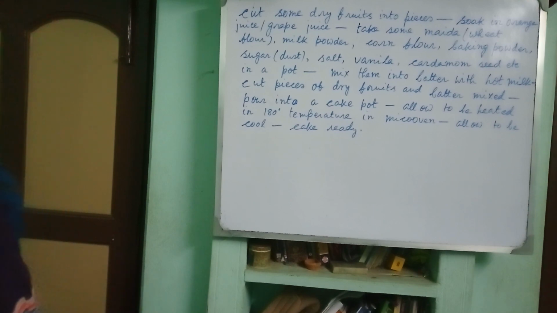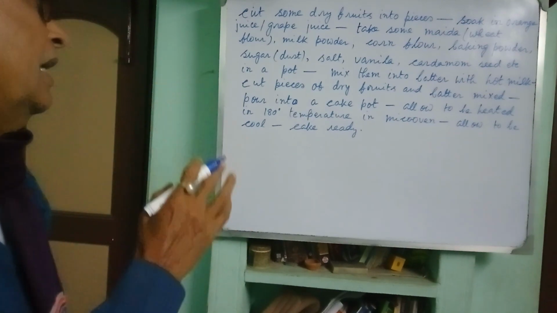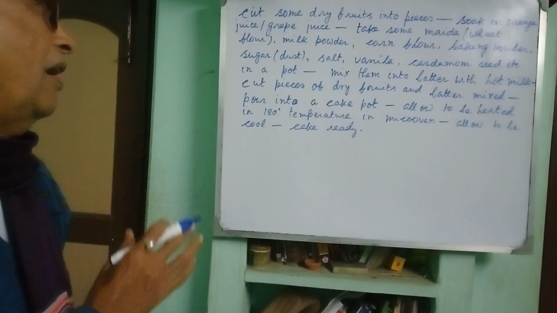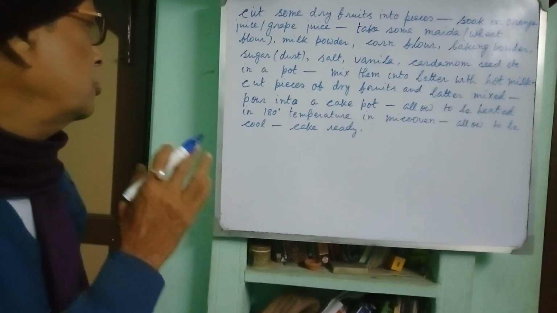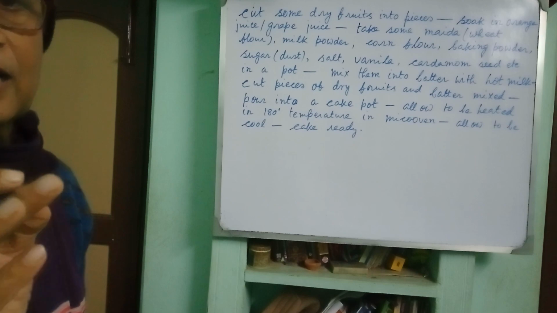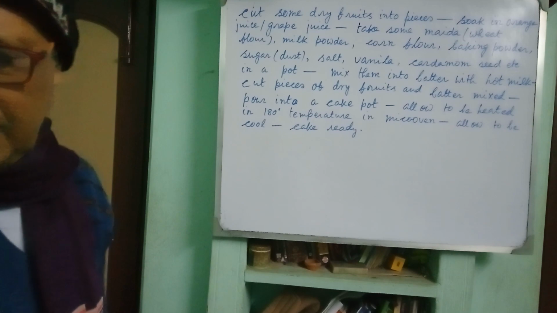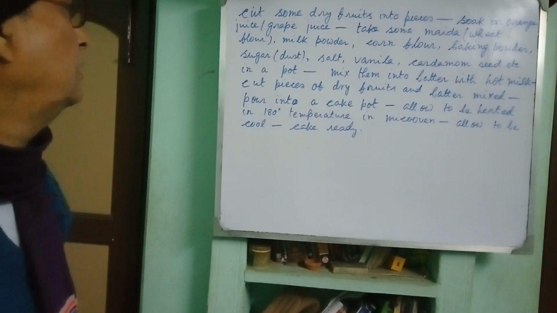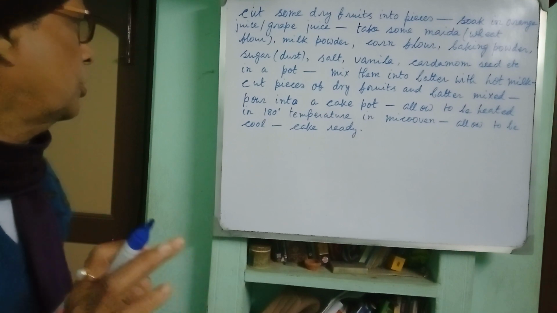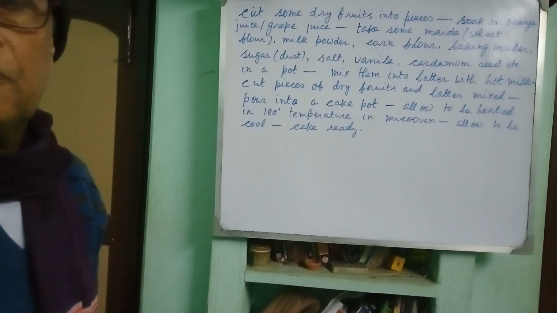Next, some maida or wheat flour, milk powder, corn flour, baking powder, and sugar dust must be made into dust in a grinder machine. Sugar dust, salt, vanilla, and cardamom seed, etc. must be ground and put in a pot.